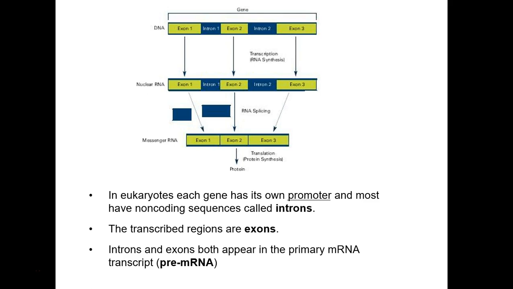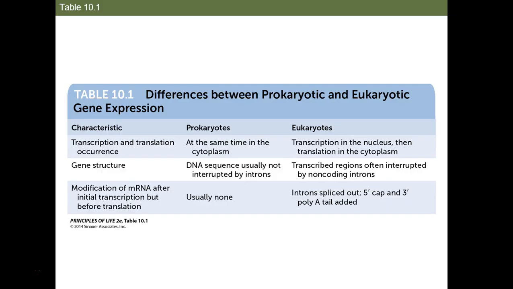The RNA produced in transcription will become messenger RNA. Introns are removed from the final mRNA. Table 10.1 illustrates the difference between prokaryotes and eukaryotes gene expression. We will mostly focus on eukaryotic gene expression, but it's good to note the difference between the two.